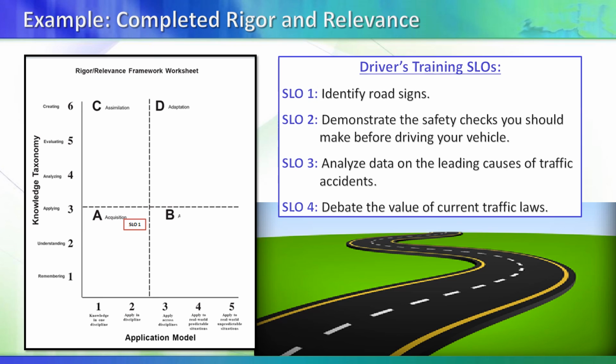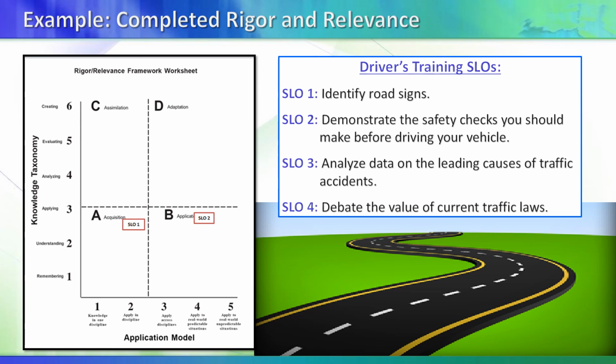Take a few minutes to look over the Rigor and Relevance framework, complete with each of the driver's training SLOs. Take note of both the quadrant in which the SLO falls and where the SLO is within the quadrant. SLO 1 was placed in Quadrant A because the verb identify suggests that students will need to have an understanding of road signs within the discipline. SLO 2 was placed in Quadrant B because the verb demonstrate suggests that students will need to apply safety check knowledge in predictable situations.